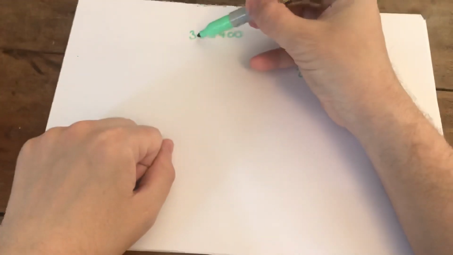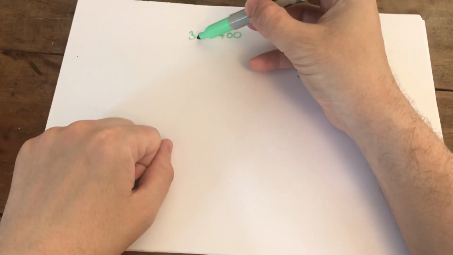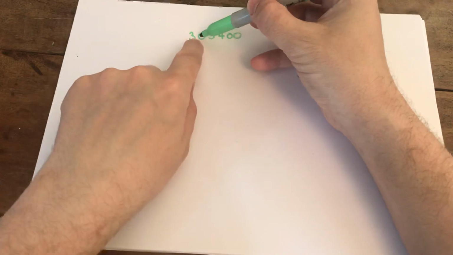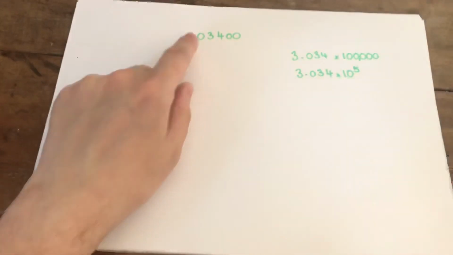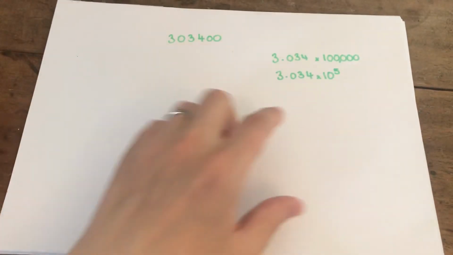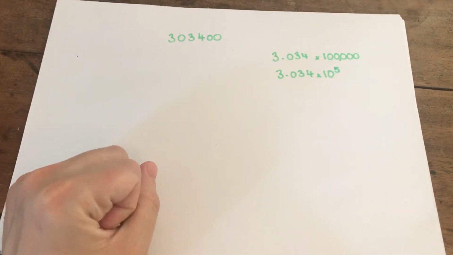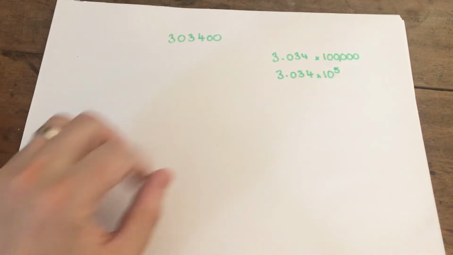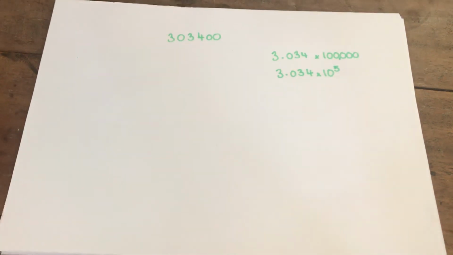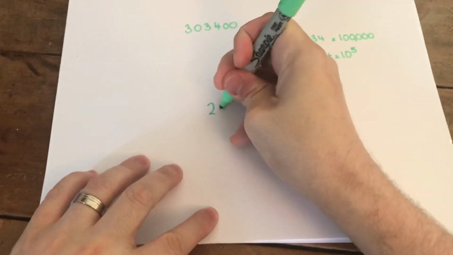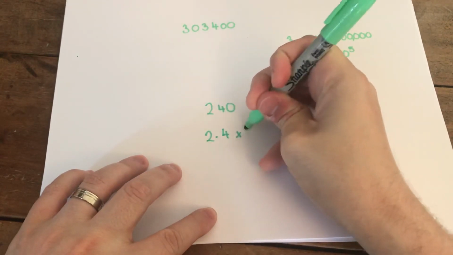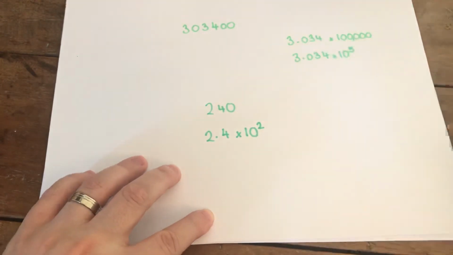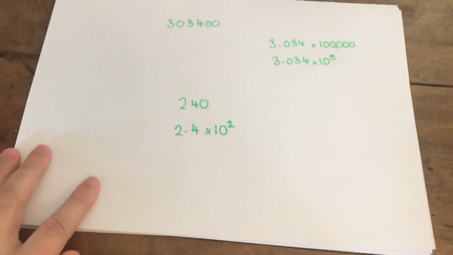Again, you can imagine I've put my decimal point in here and then said, right, this number's been times by 10 1, 2, 3, 4, 5 times. Coincidentally, all of these are to the power of 5. Be aware that if it's not 100,000, say we had 240, this would be 2.4 times 10 to the power of 2, because it's 2.4 times 100.